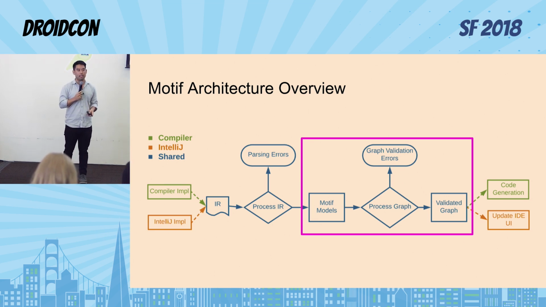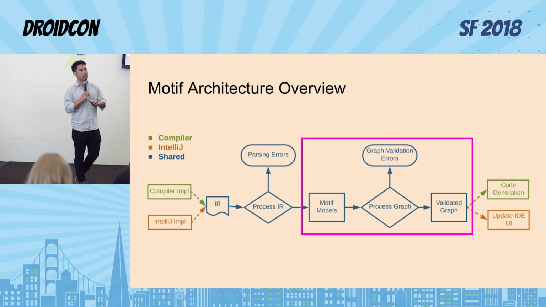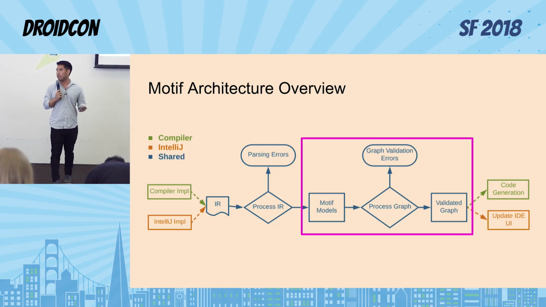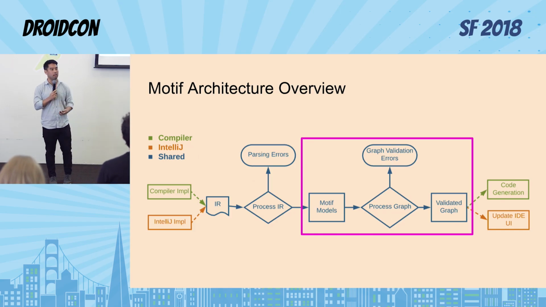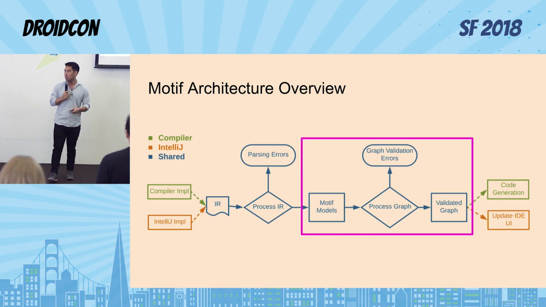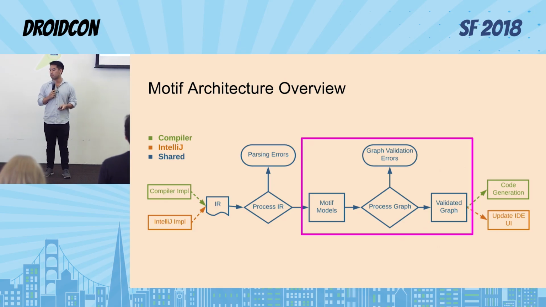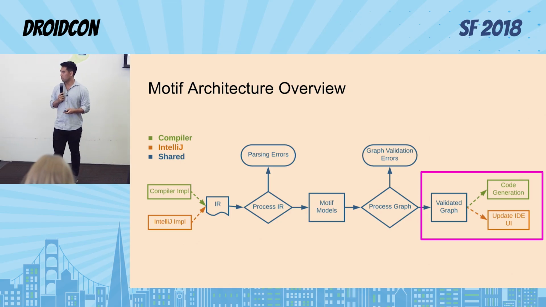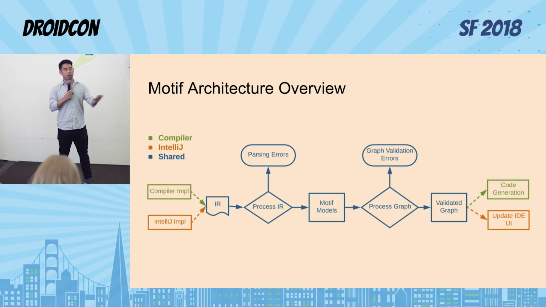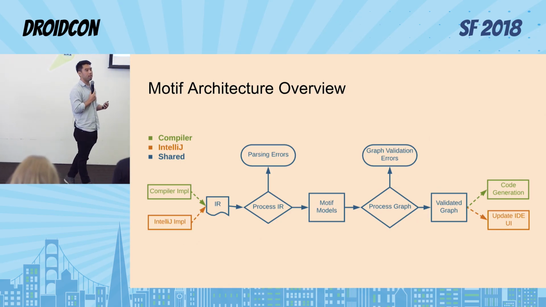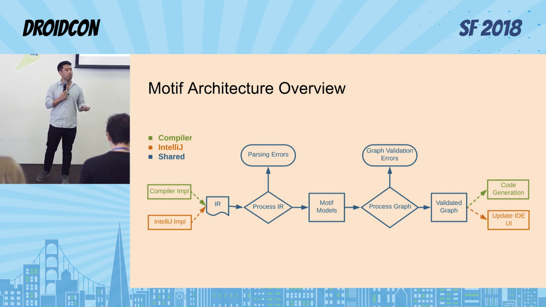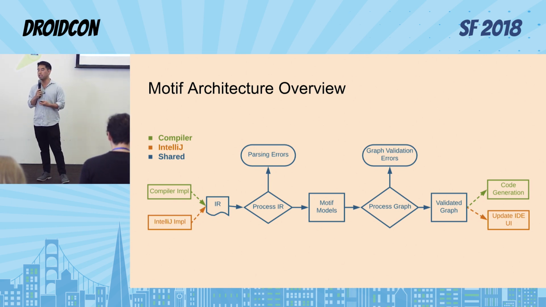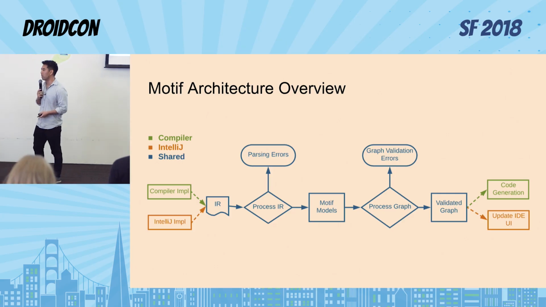But once we have that validated graph, this in-memory representation of the dependency graph, we'll hand it off now to either the compiler to code generate our implementation of the scope interface that we define, or we'll update the UI in some way. And we'll take a look at that use case in a little bit. And that's this piece here. So again, most of Motif's logic is actually unaware of whether it's operating in the annotation processing world or in an IntelliJ plugin, and that's really powerful, and we'll see why here.